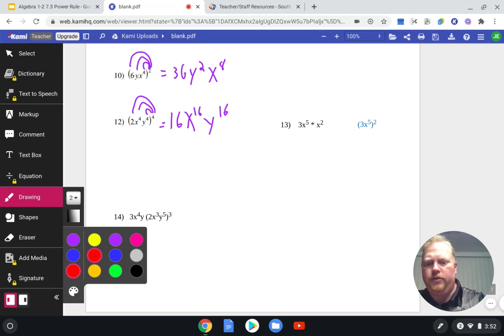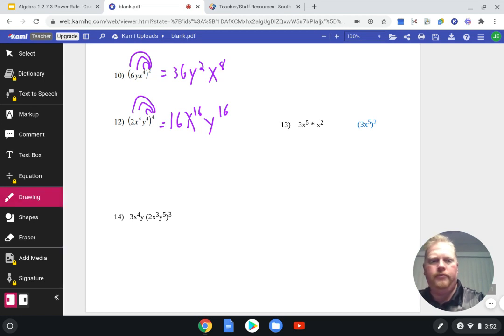So let's do the first one. I've got two separate terms being multiplied together, so that's the product rule. So I multiply my coefficients, 3 times 1 is 3. And then I add up my exponents. 5 and 2 make 7. So the fact that it's the product rule changes what we do to those exponents and coefficients. We multiply our coefficients and add up the exponents.